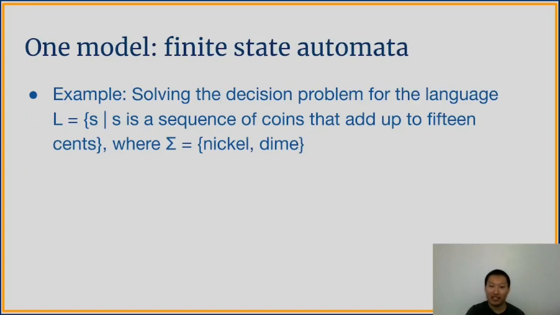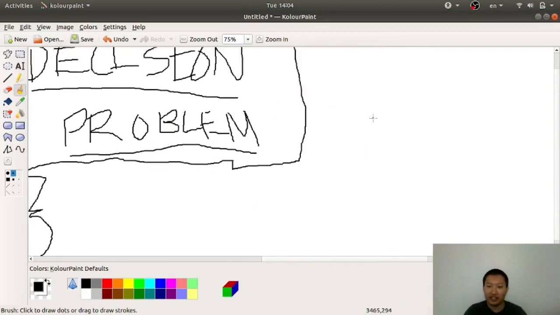So let's see. One way to solve the decision problem is something called a finite state automaton, and that sounds really scary, but it's really just a really big word for flowchart. So we're considering a flowchart. So let's think about how this looks.